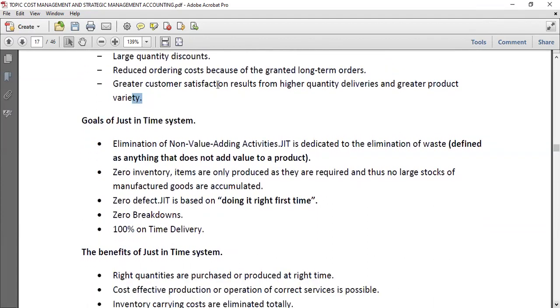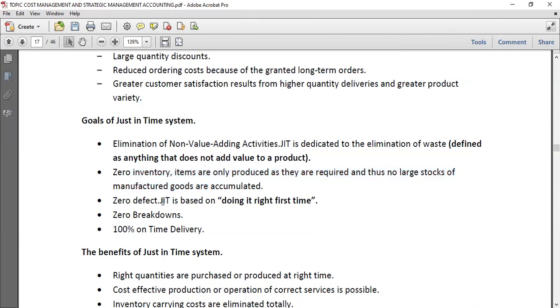So the goals of the just-in-time system, basically, are for us to remove any non-value-adding activities. Basically, it's zero inventory. We don't want to hold any inventory. The raw materials are brought in when the production process has already started. At the end of the day, when we finish production, somebody should be taking these goods, okay?